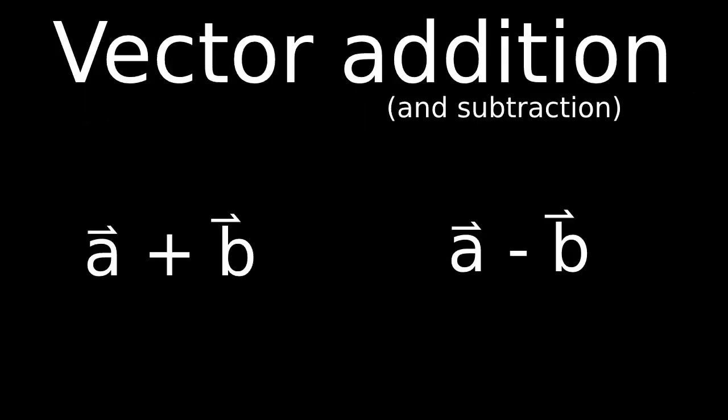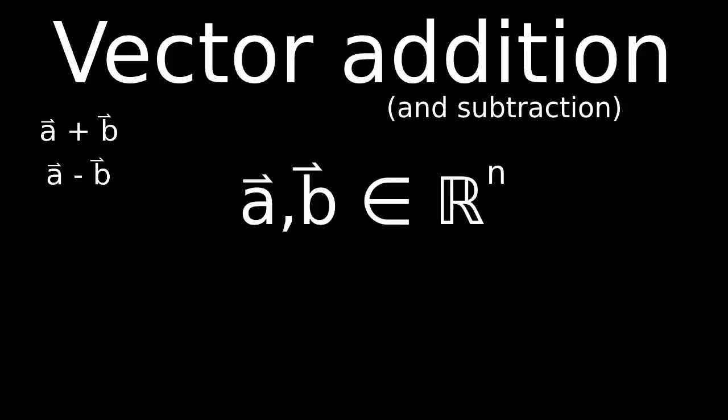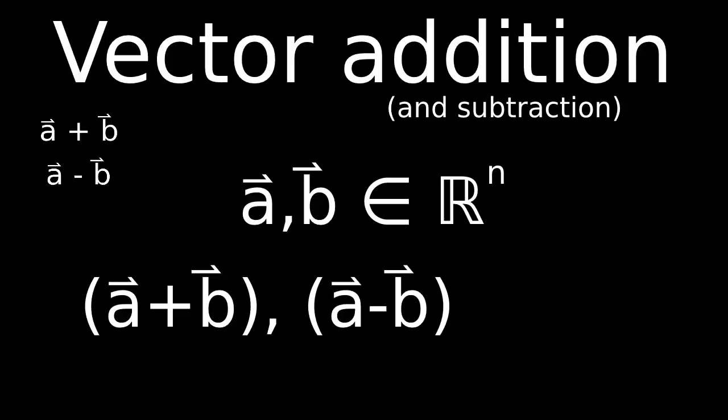In order to understand this video, it'll help to know what a vector is. In this video, I'll be talking about vector addition and vector subtraction. In order to add or subtract two vectors, they both need to be members of the same vector space. When you add or subtract two vectors, the result is also a member of the same vector space.